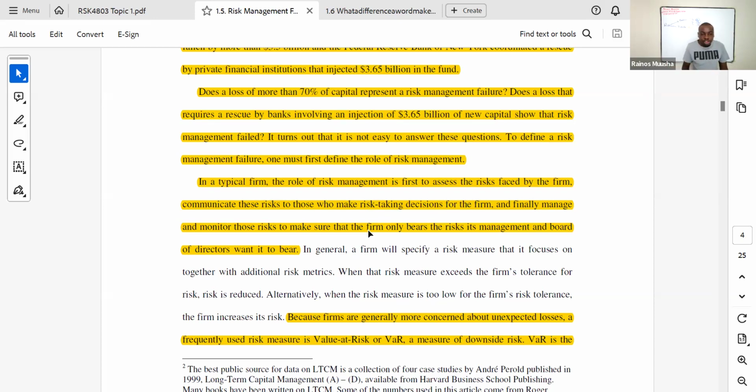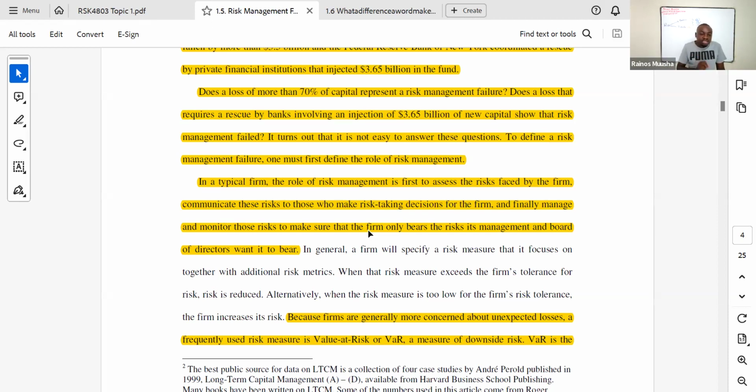So the duty of the risk manager is not to make a decision to say, as a firm, should we only take a maximum of conservative risk investments? Should we only take a maximum of moderate risk investments? Or should we take aggressive risk investments as well? This decision is not the duty and responsibility of the risk manager.